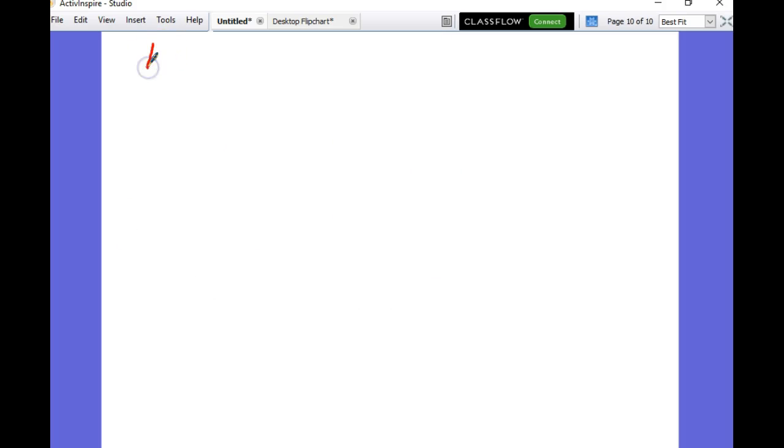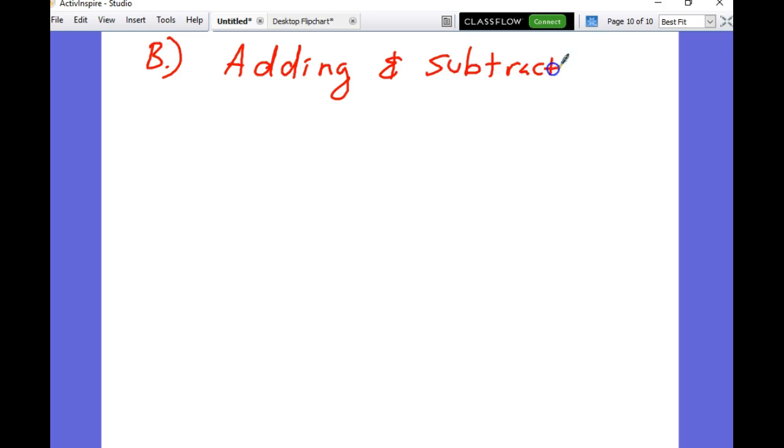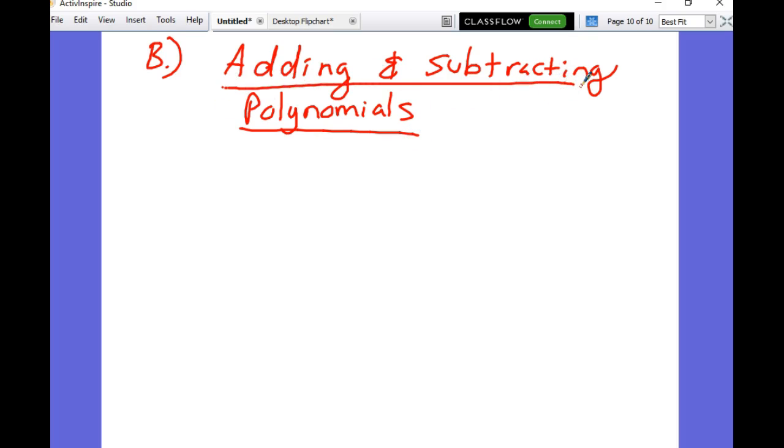Okay, so let's talk about adding and subtracting polynomials. Polynomial just means all of them put together. Monomials, trinomials, binomials, etc. We're going to do two things with these, maybe three if we have time. But two things for sure today with polynomials. We're going to talk about adding and subtracting them and also multiplying them.